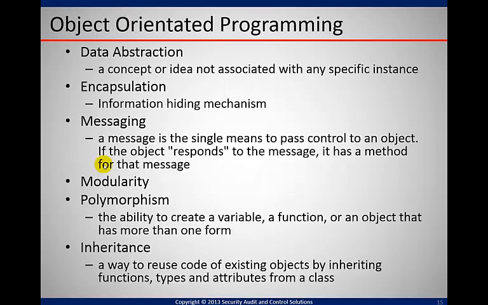Now, in object-oriented programming, we can look at data abstraction, which is a concept or idea not associated with any specific instance. Encapsulation is the information hiding mechanism. Messaging in OO, object-oriented programming, is a single means to pass control to an object. If the object responds to the message, it has a method for that message. Modularity is the way we code to break things down into smaller modules. Polymorphism is the ability to create a variable, function, or object that has more than one form. And inheritance is a way to reuse code of an existing object by inheriting functions, types, and attributes from a class.